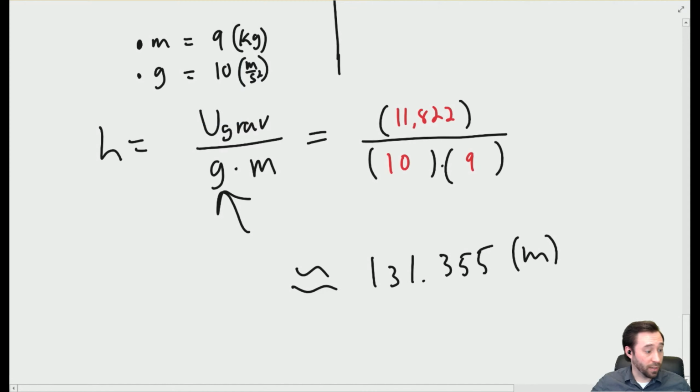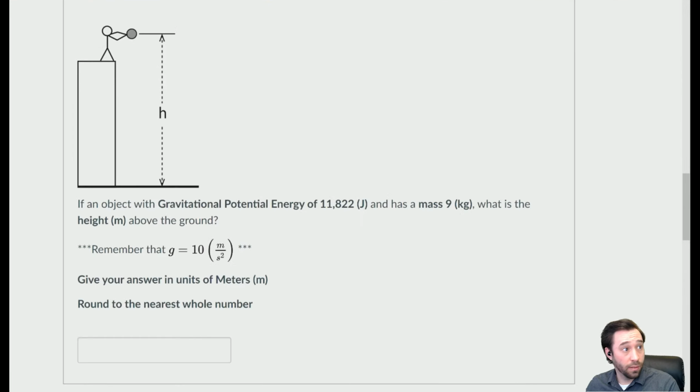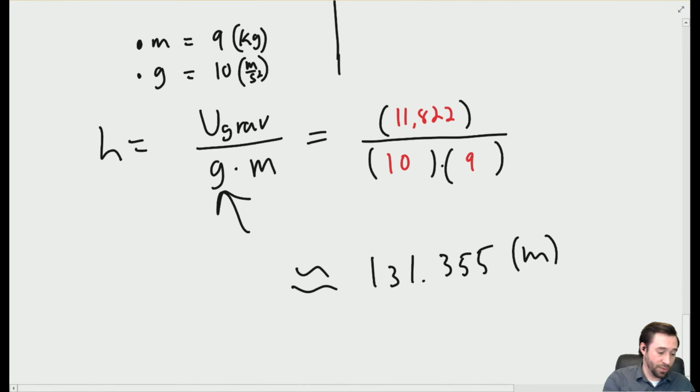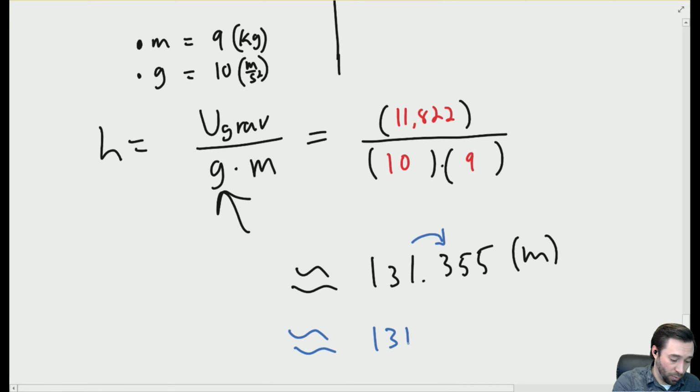So switch back here, and it says round to the nearest whole number. So if I look at this, the nearest whole number would be this value here. So I look to the right of it. This is 4 or below, so I'm going to round down. So I get approximately 131 meters for the height.